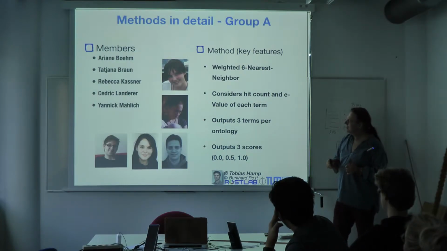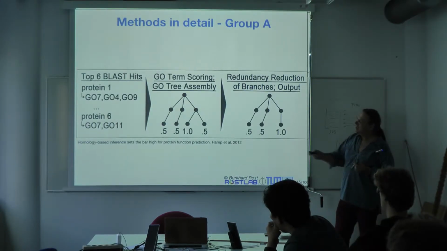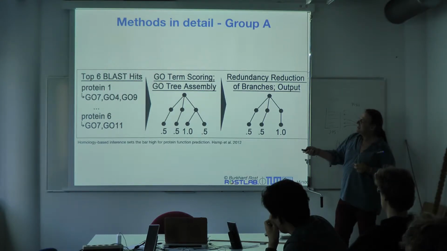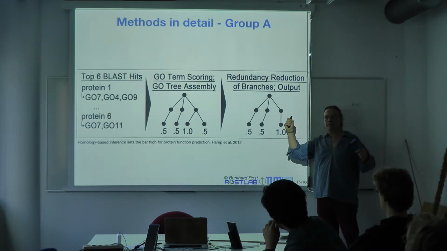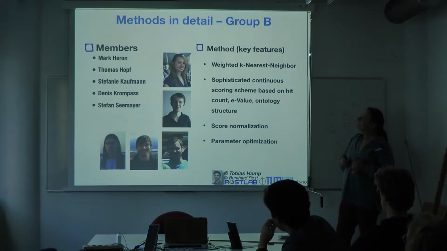They have 3 terms per ontology, essentially 3 different models, and each comes with a probability score. Essentially they put, for all the top 6 BLAST hits, they put them onto the different trees, and then they average over the tree, the hit they find. Okay? Here's number 2. Group number 2.